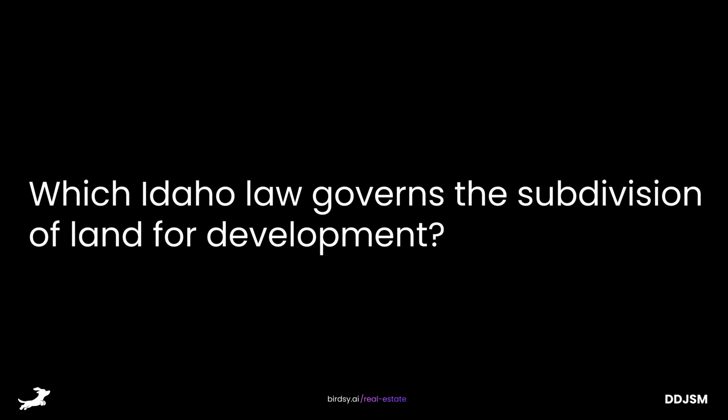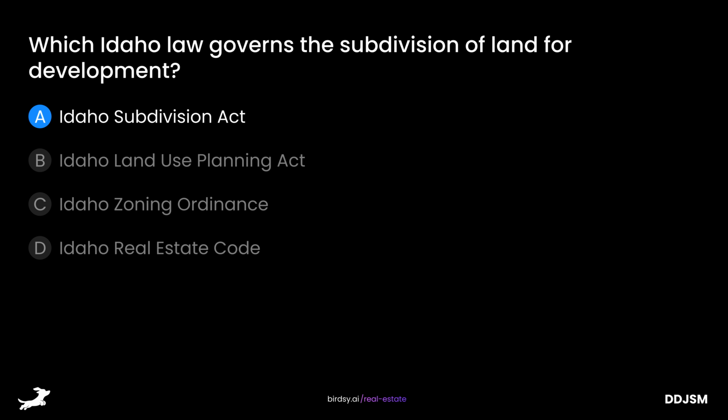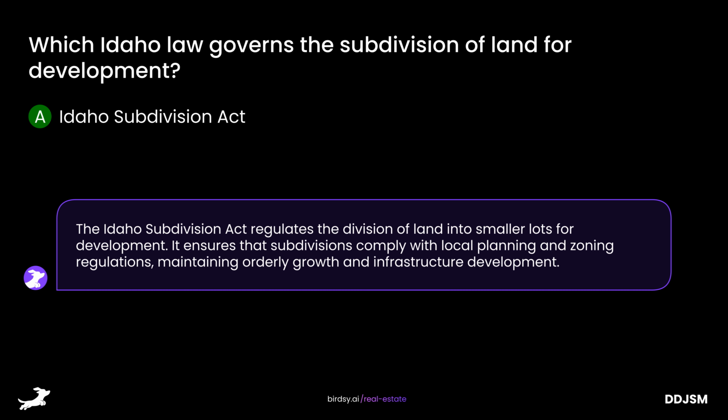Which Idaho law governs the subdivision of land for development? Is it A, Idaho Subdivision Act, B, Idaho Land Use Planning Act, C, Idaho Zoning Ordinance, or D, Idaho Real Estate Code? The answer is A, Idaho Subdivision Act. The Idaho Subdivision Act regulates the division of land into smaller lots for development. It ensures that subdivisions comply with local planning and zoning regulations, maintaining orderly growth and infrastructure development.